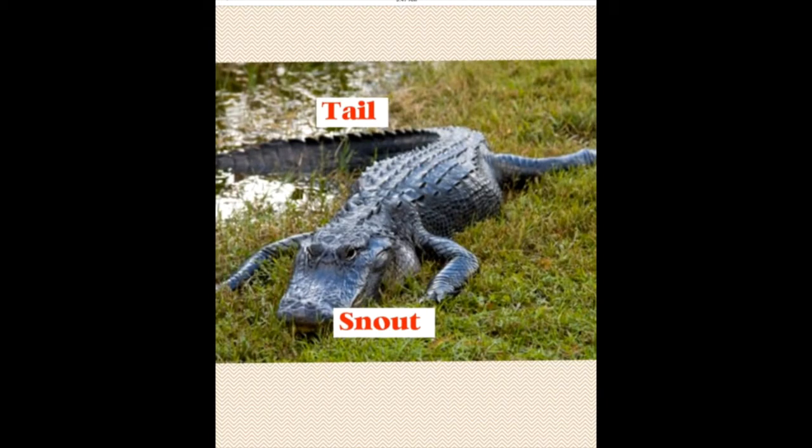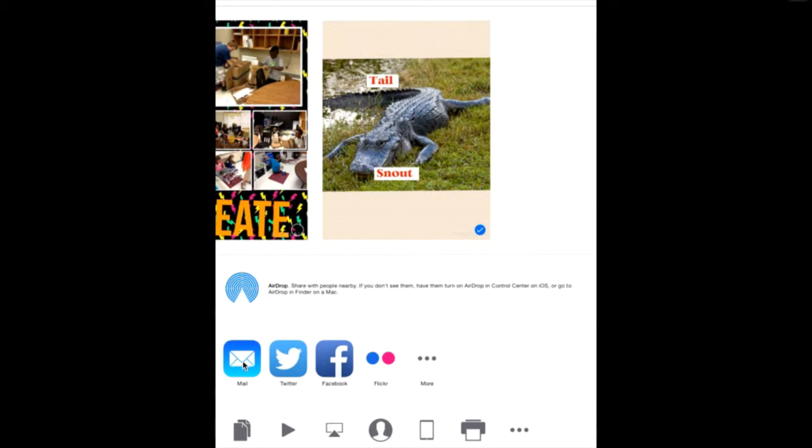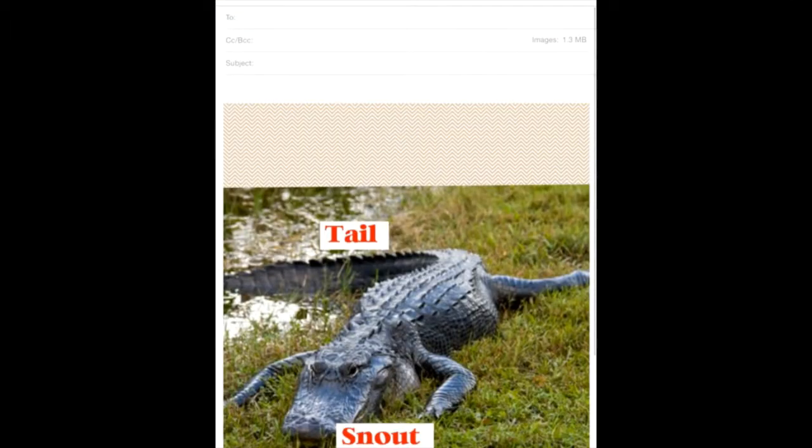Now, a great way to get this off of here and sent to parents is, again, my universal sign, my rectangle with the arrow shooting out. I can take this, tap it, and now I can click on mail, and I can now mail this to my parent that I have in my contact group.